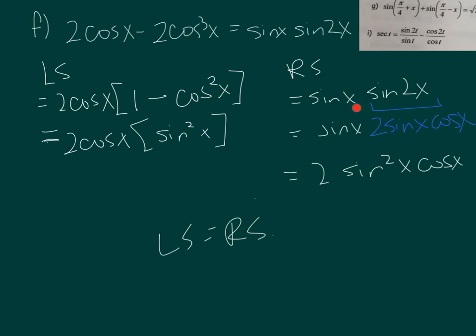On the right side, I have a sine x, but I have a sine 2x. I have no cos, so I have to figure out what I'm going to do. I know that sine 2x comes out to be 2 sine x cos x. So what I end up with is 2 sine x, sine squared x cos x, which is exactly what I had on the left side. Done.